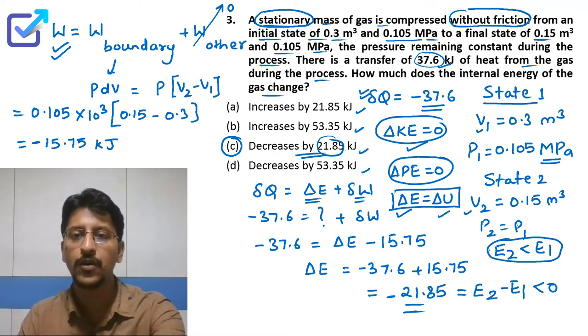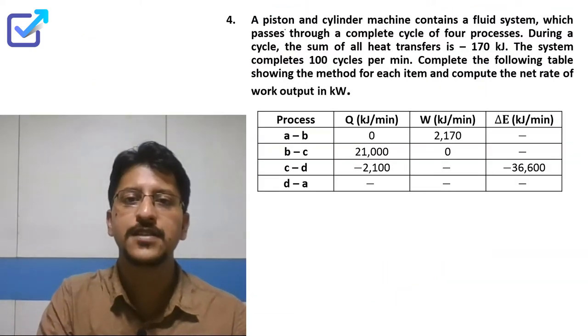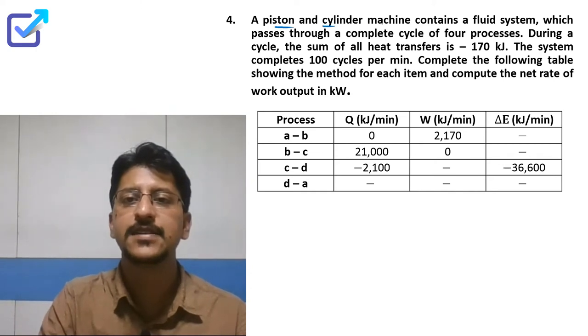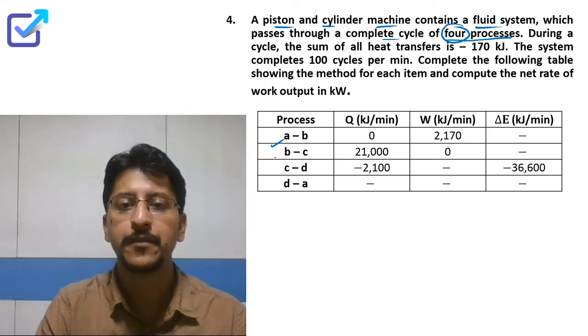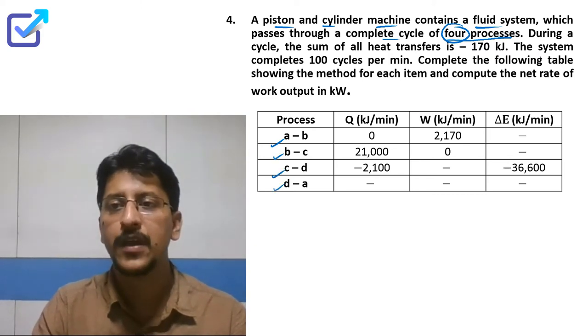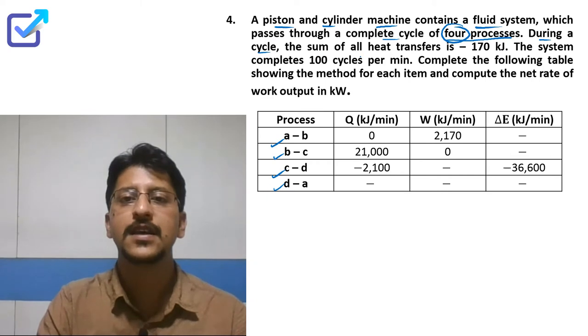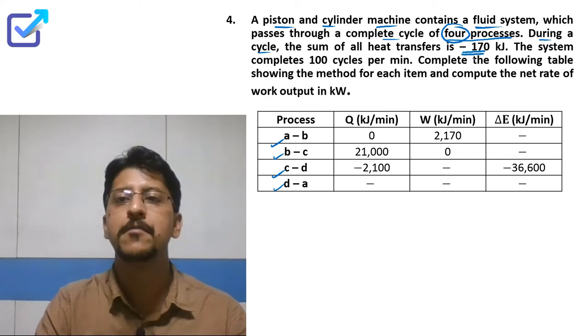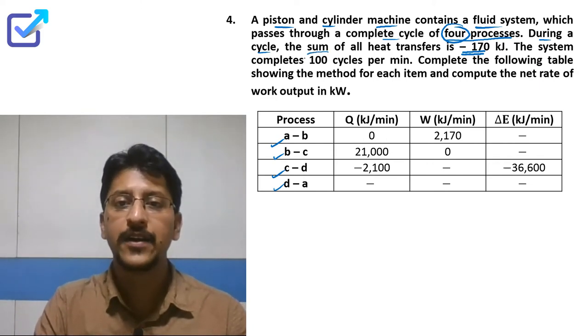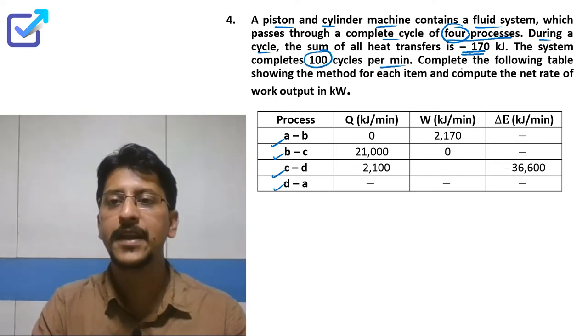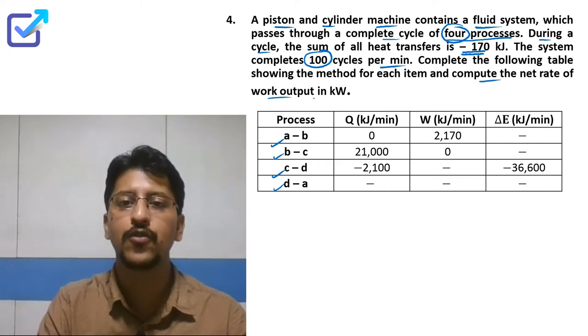Clear? Now, let us come to the last question of this session. It says, a piston and cylinder machine contains a fluid system which passes through a complete cycle of four processes. There are four processes involved here. They are shown here, A to B, B to C, C to D, and D to A. During a cycle, the sum of all heat transfers is minus 170 kilojoule. The system completes 100 cycles per minute. So complete the following table showing the method for each item and compute the net rate of work output in kilowatt.